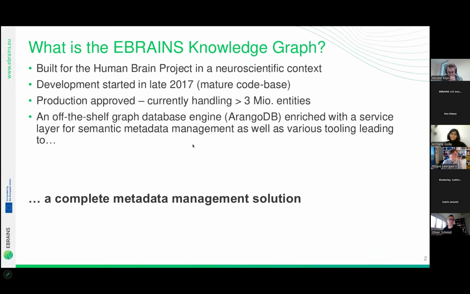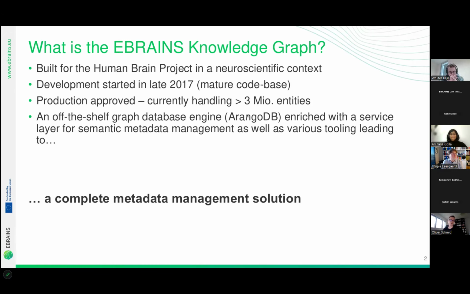So, yes, what is the EBRAINS Knowledge Graph? This is a solution that was originally built for the Human Brain Project from very early on in the neuroscientific context. You see here that it started in late 2017, so it's a rather mature code base. And basically, it has been in production in real world use since then, and is currently handling more than 3 million entities and has proven basically that it helps us to organize ourselves around it.